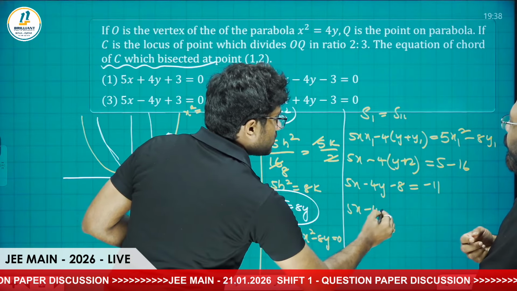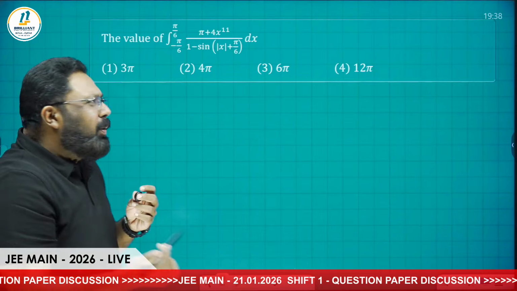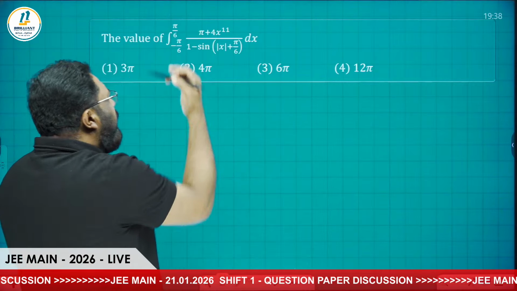Already we have seen 2 questions from conic sections itself. Coming to the next question. Okay, students, next is an integration question. You can see minus a to plus a. It looks like a very direct question, a property based question, minus a to plus a.